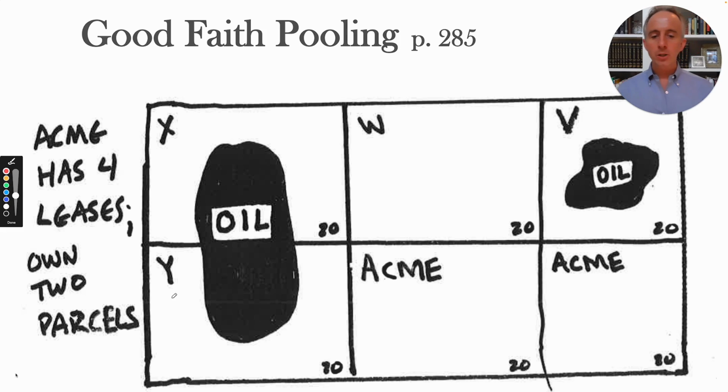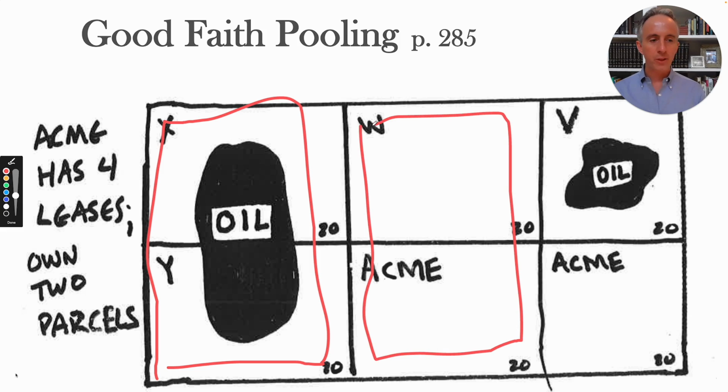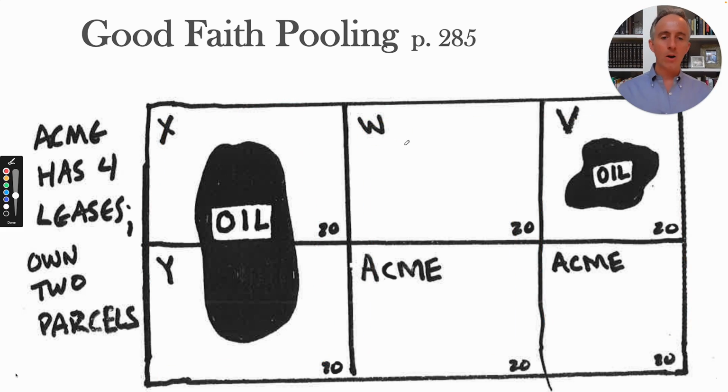Okay, so let's say that Acme says, okay, we can't do that. Let's go back to north-south pooling. It's not great for us in this middle property where we share nothing with W, but at least we get a share of V's oil. Now, who might say it's not good faith in that circumstance? Probably W, because W is going to say, look, I don't want to share nothing.